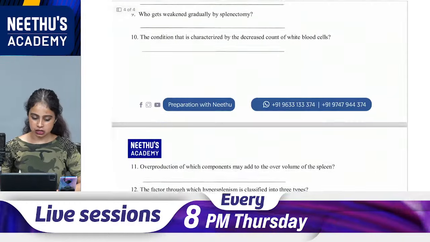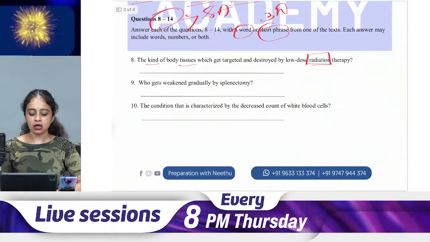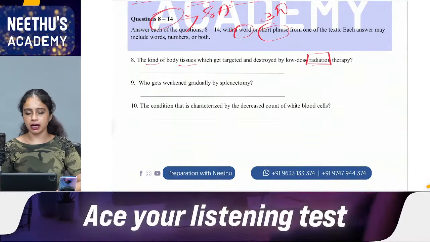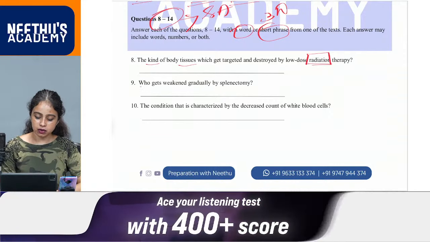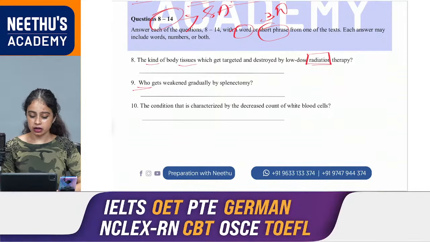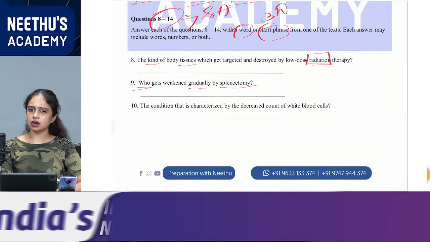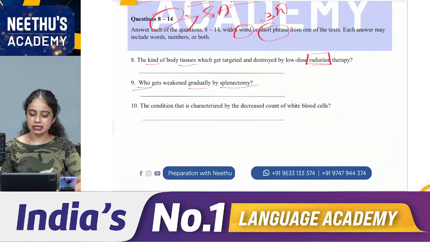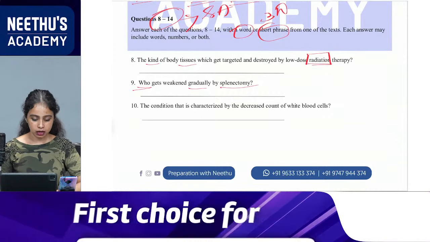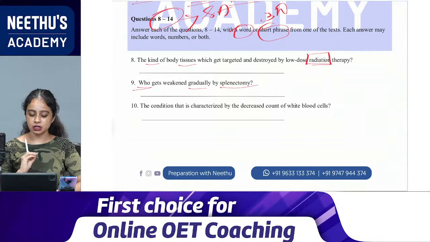Then the next question, who gets weakened gradually by splenectomy? Who gets weakened? So my keywords: who, then gradually, splenectomy. So what is your answer? Who gets weakened? Any idea? Okay, Binsi, very good. What about the 9th one? Who gets weakened?